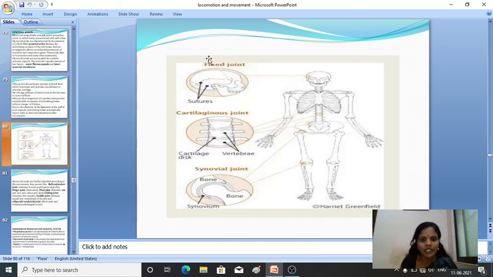So here you can see the exact position where these joints are present. One is the fixed joint in the skull region and all, then cartilaginous, then synovial joints, and you can see the location also here. Yes, 3 types of joints and their location on the skeletal system. You can see it is a little light, right? Hope it is clearly visible to you.